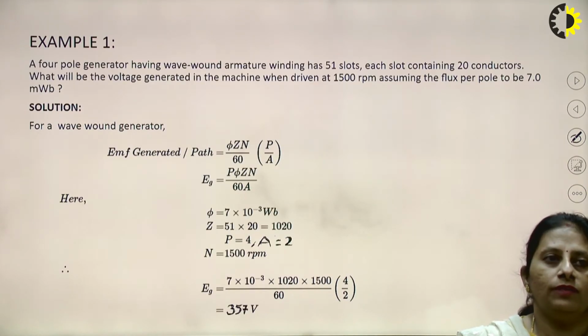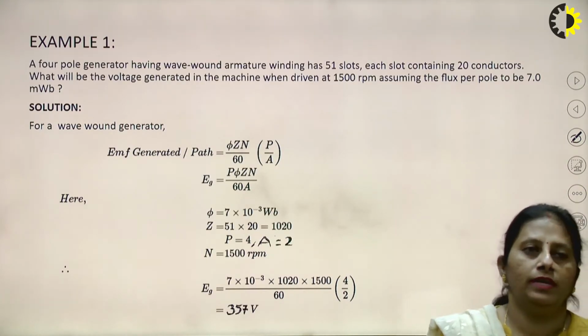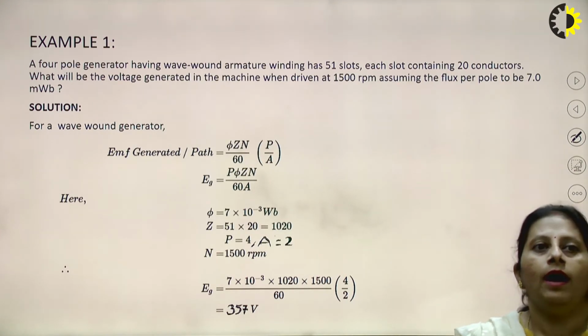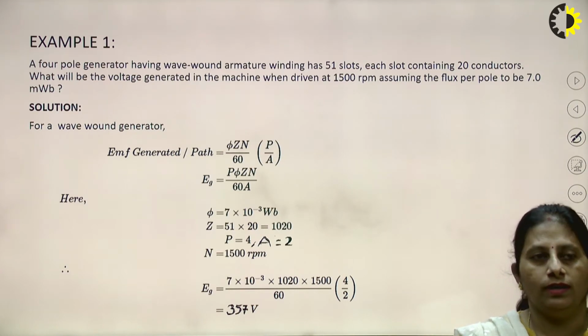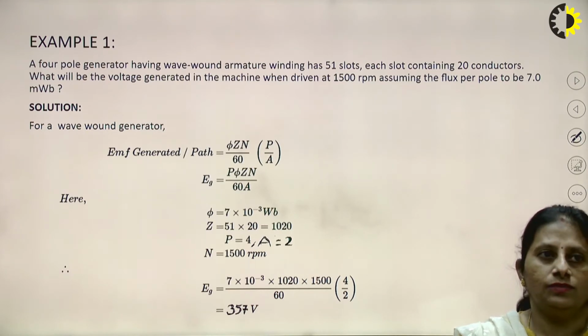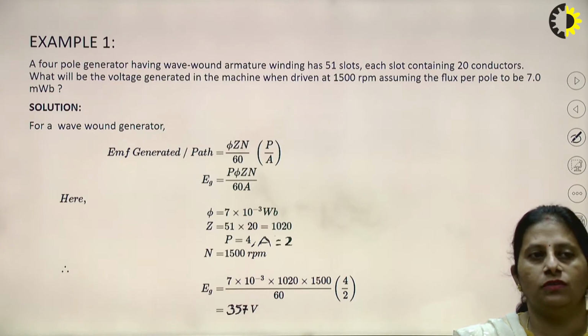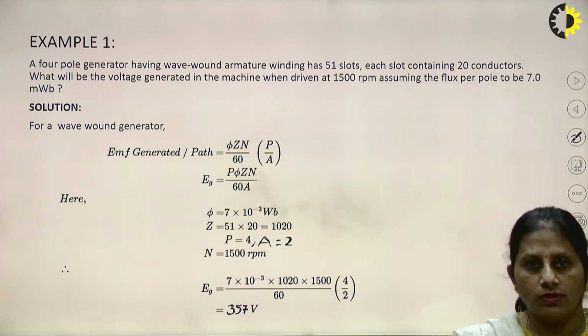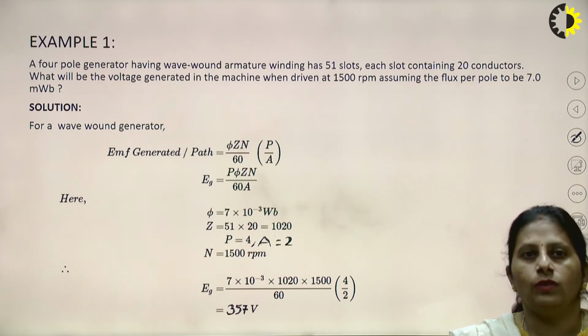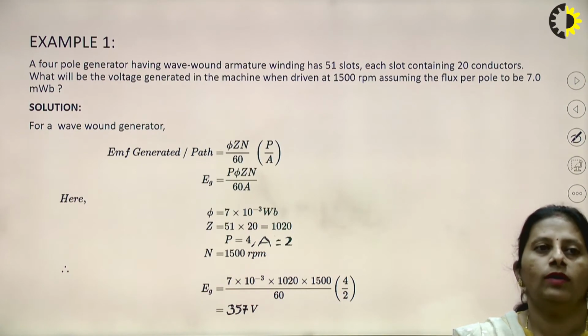Now going for the very first example, a 4-pole generator having a wave wound armature winding has 51 slots, each slot containing 20 conductors. What will be the voltage generated in the machine when driven at 1500 rpm, assuming the flux per pole to be 7 milliweber, right. So the given data: the number of poles for the generator is 4. It is a wave wound armature having 51 slots, and in each slot we have 20 conductors, right. So we want the voltage generated.